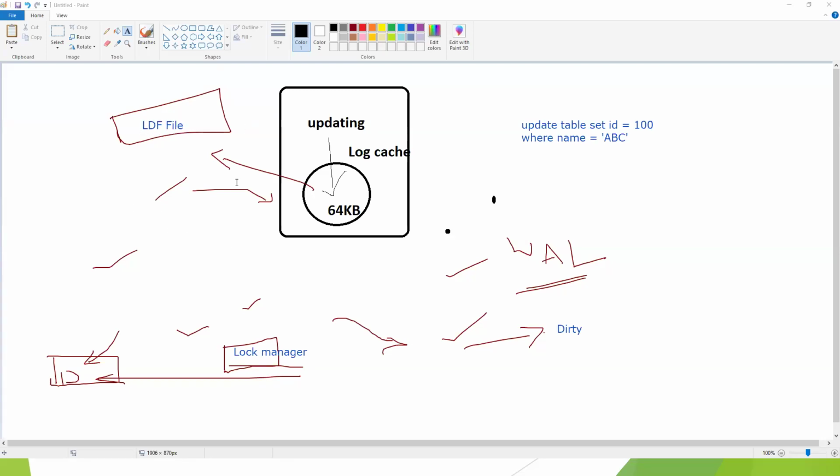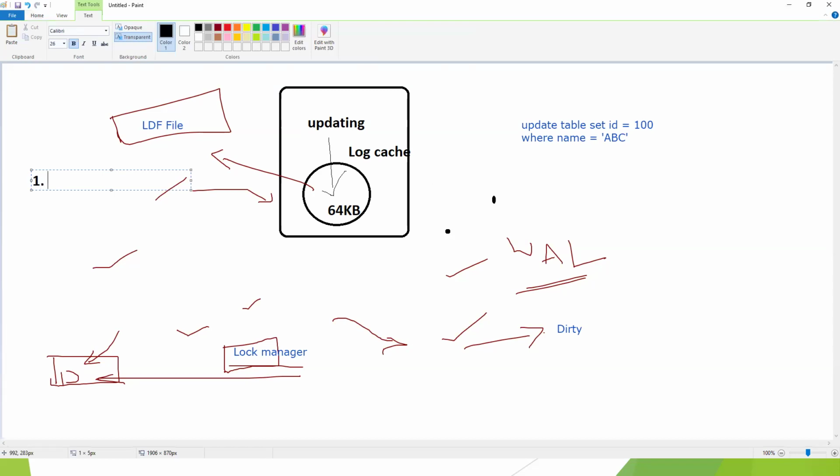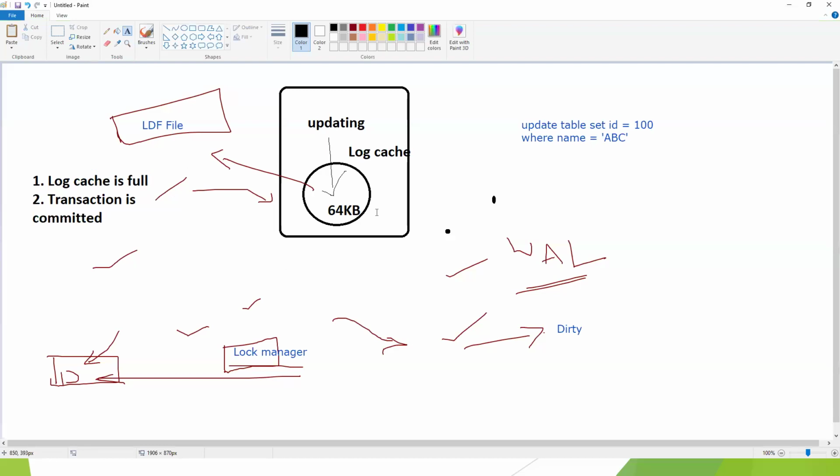What are the conditions under which it will flush? First, if the log buffer or log cache is full. There is something called the log writer thread. It will write the log cache information into the transaction log file. As soon as it is full, it will send that log information to the transaction log file. Otherwise, if the log cache is not full, the 64 KB is not reached, but the transaction is committed, then the logs will be sent to the transaction log file regardless of the log cache size.